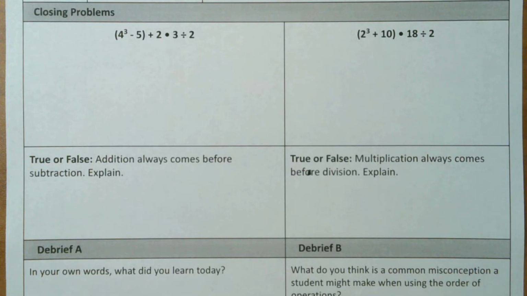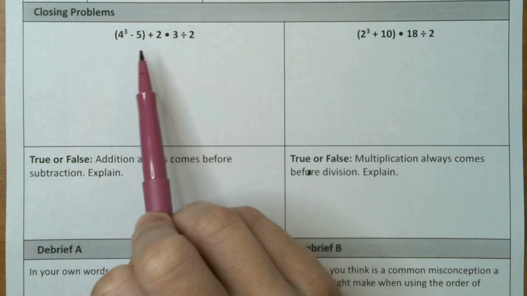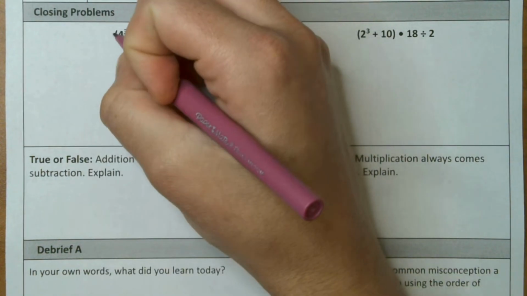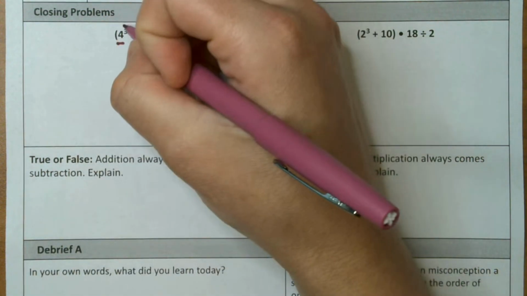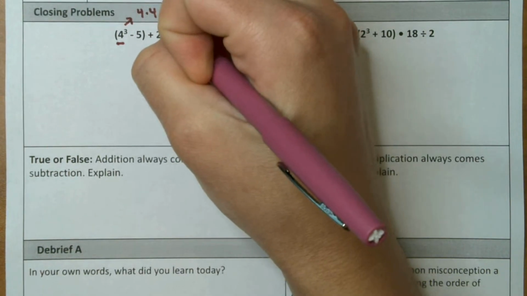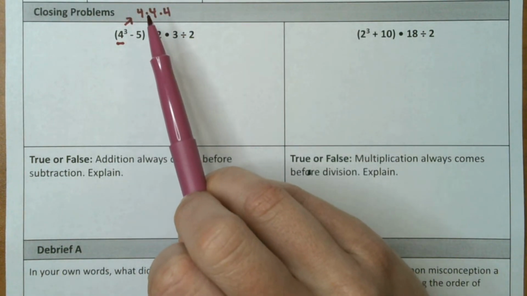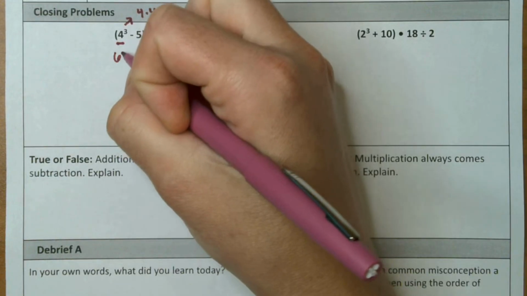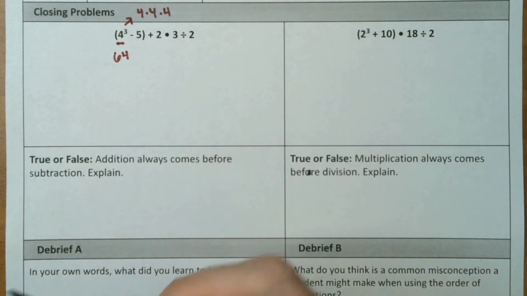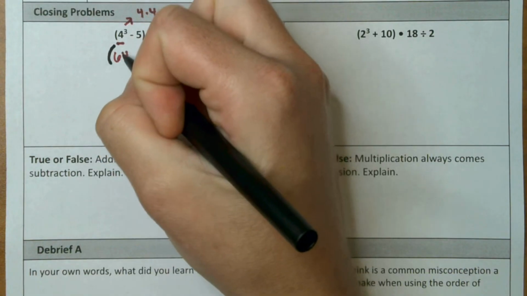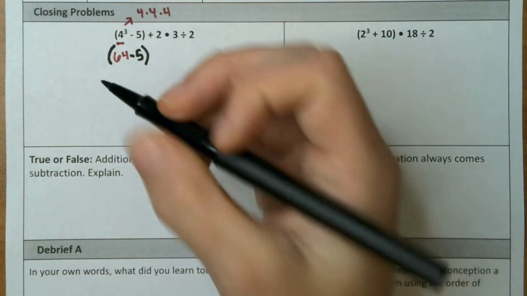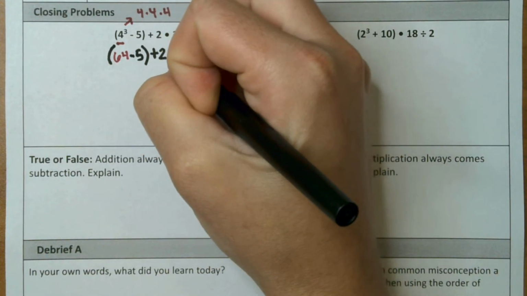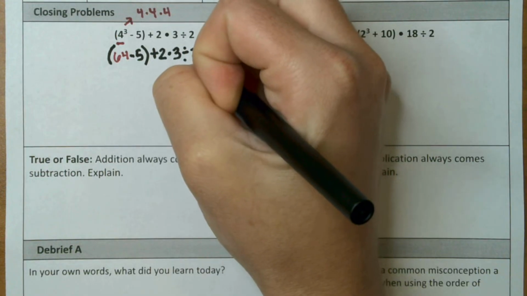Before we check the full thing, I want to check just what you underlined first in this problem. You should have underlined 4 cubed first. And remember, this does not mean 4 times 3. 4 cubed means 4 times 4 times 4. 4 times 4 is 16, times 4 is 64. So when you're checking your work, make sure that you have 64, but I also want you to check that you kept the -5 in parentheses. So this is what your second row should look like.